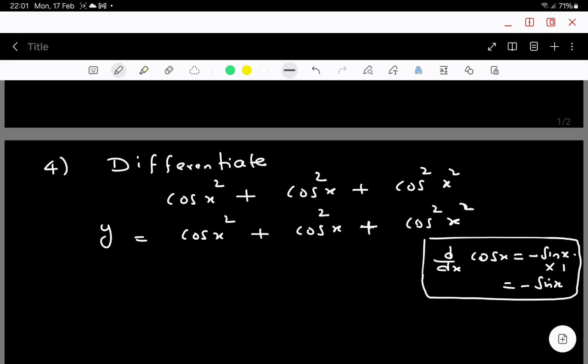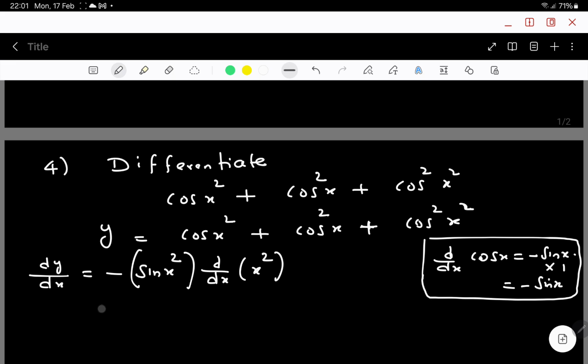Similarly, instead of x, we get x square. So after differentiating cos, we differentiate x square separately. dy by dx is equal to differentiation of cos x square is minus sin x square into d by dx of x square. We differentiate x square separately, plus differentiate cos square x. We apply power rule.